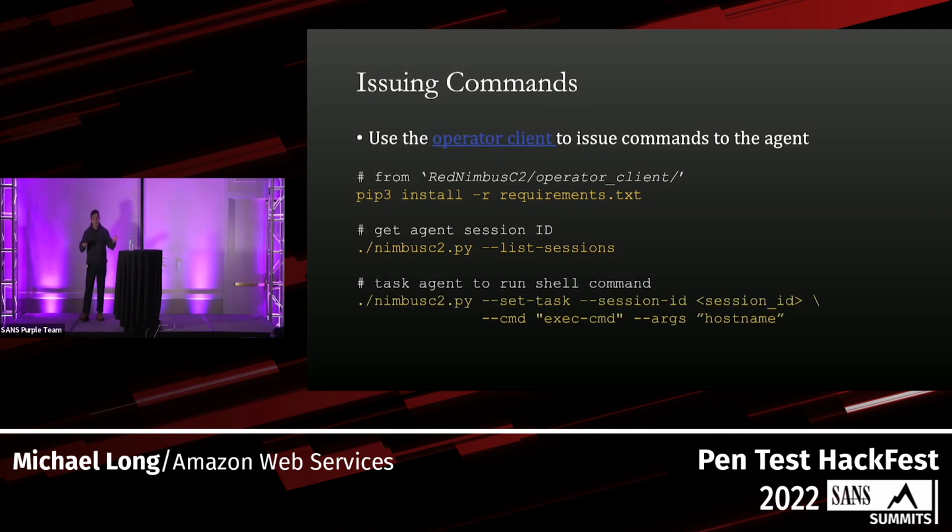Once you've got a list of your existing sessions, you can start issuing commands. So in this example, we're running the set task command. We're specifying a session ID, and that session ID is going to be taken from the list sessions command. We're then saying I want to issue a command called exec command. What that's going to do is invoke a Python subprocess in order to basically run a shell command. And in this example, we're saying I want to run the hostname command. This should work on Linux, macOS, and Windows environments.